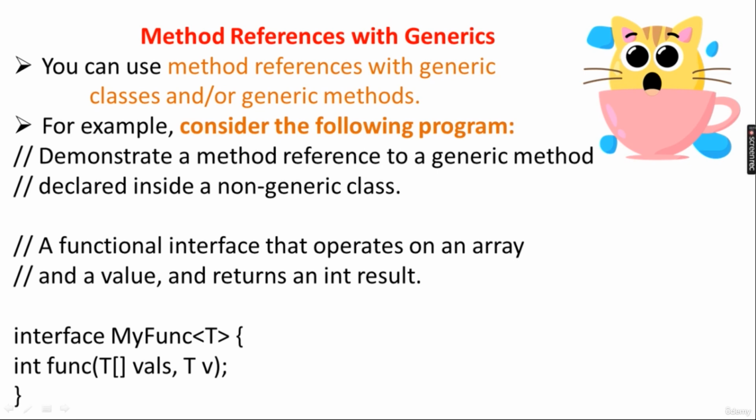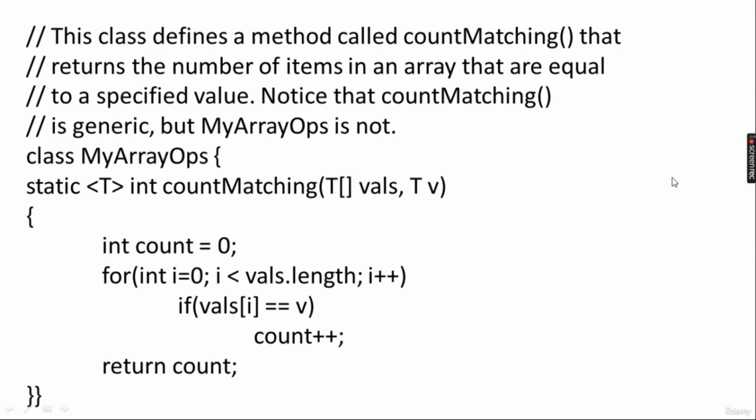We have already understood method references in the previous session, and now we will use it for a generic method inside a non-generic class. The interface declared is a generic functional interface that operates on an array and a value and returns an integer result. This class defines a method called countMatching that returns the number of items in an array that are equal to a specified value. The countMatching method is generic, but MyArrayOps is not.